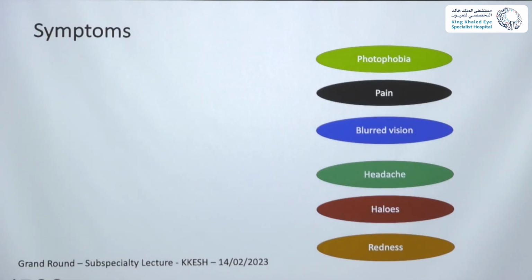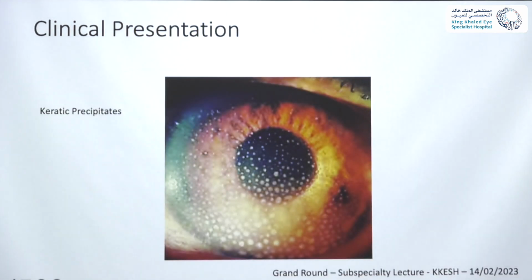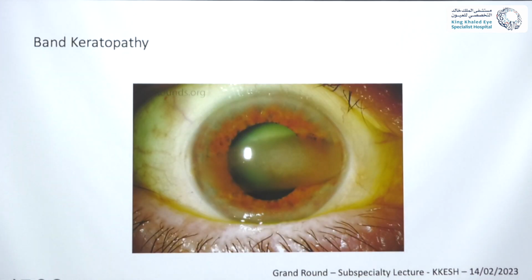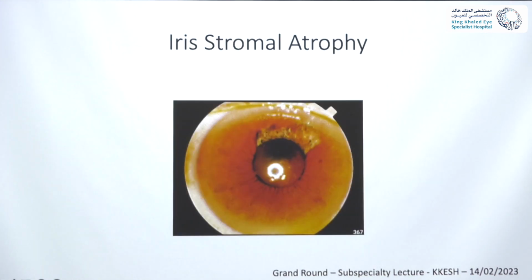So what are the symptoms the patients usually suffer from? They suffer from photophobia. This will drive them to come to the emergency room. Photophobia, pain, blurred vision, sometimes headaches, halos around the light, and sometimes it's even among the pink eye differential, so redness. Upon clinical presentation, you will have signs of uveitis, like keratic precipitates, for example, and band keratopathy in more chronic cases.